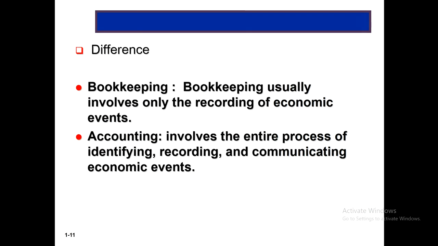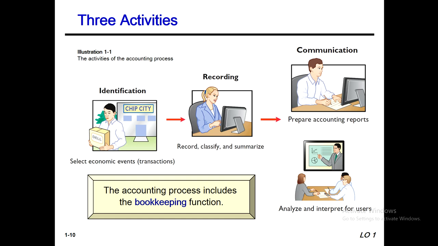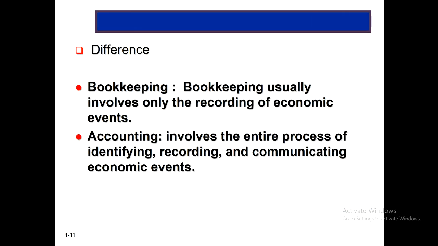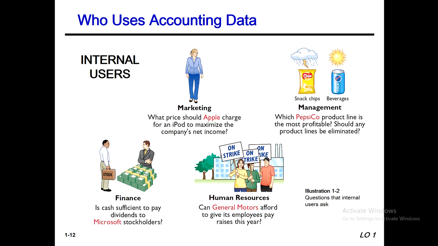Now, on these three activities, I will discuss here. The recording part is related only to bookkeeping, while identification, recording and communication, the three parts combined, relate to the whole of accounting. That is the basic difference between bookkeeping and accounting. Bookkeeping usually involves only the recording of economic events. That means only recording matters. And accounting involves the entire process of identifying, recording and communicating economic events.